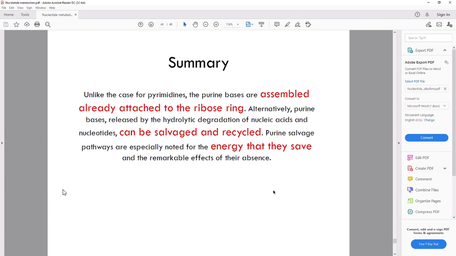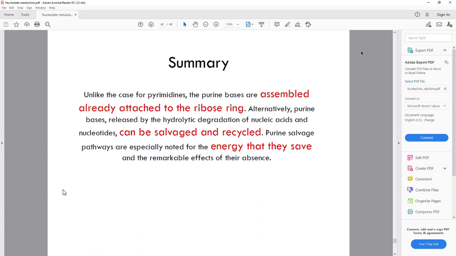This one I highlighted earlier. The purine bases are assembled already attached to the ribose. In the de novo synthesis of purine, we synthesize it and directly attach it to the ribose. Alternatively, purine bases released by the hydrolytic degradation of nucleic acids and nucleotides can be salvaged and recycled. They will be reutilized and converted back to AMP and GMP.